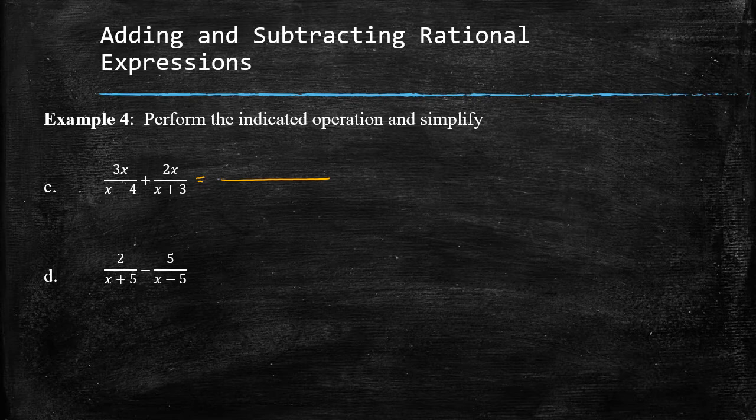I want to write this, so I'm going to just rewrite my first fraction. So I have 3x over x minus 4, and I'm adding 2x over x plus 3. Okay, x minus 4 and x plus 3 are in factored form, okay? And I want these two denominators to be the same, so I need to multiply the first fraction's denominator by x plus 3, but remember, whatever you do to the denominator, you also need to do to the numerator.